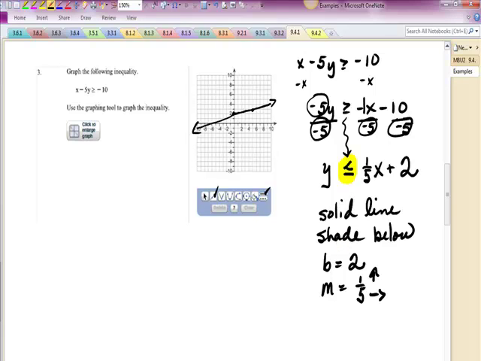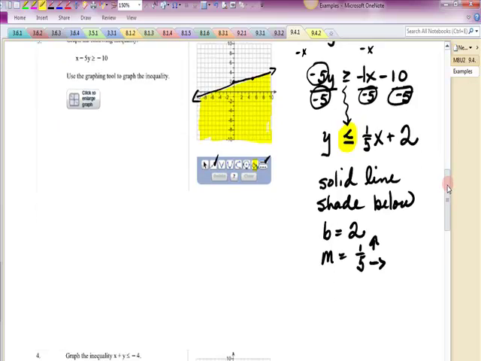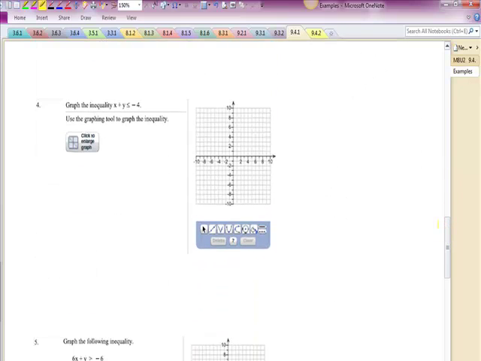I'm supposed to shade below this. I will click on the bucket, and then I will click on this side of the bucket. So what will happen will be this side of the line will all get shaded. And this time, every point on this side is a solution, as well as every point along the line. All of those are solutions, which means their x and y coordinates make the inequality true. Let's look at number 4.